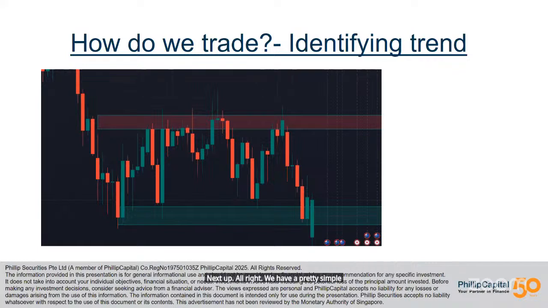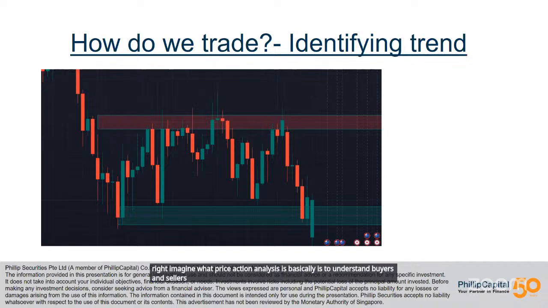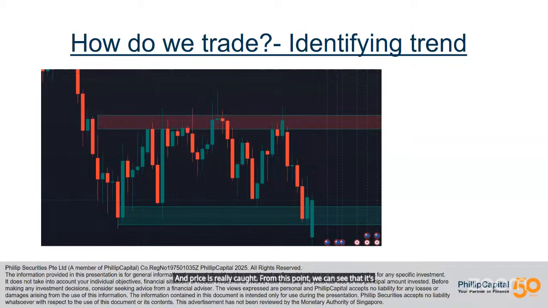This is a ranging market. So basically, what it means is that price is going sideways. Imagine price action analysis: price action analysis is basically to understand buyers and sellers. It's like a war going on. So when it starts to range, that means that neither side has an edge against the other, and price is usually caught. From this point, we can see that it's kept between what we call a support and resistance line. As price goes up higher, sellers push it back down, and as price goes down lower, buyers push it back up.